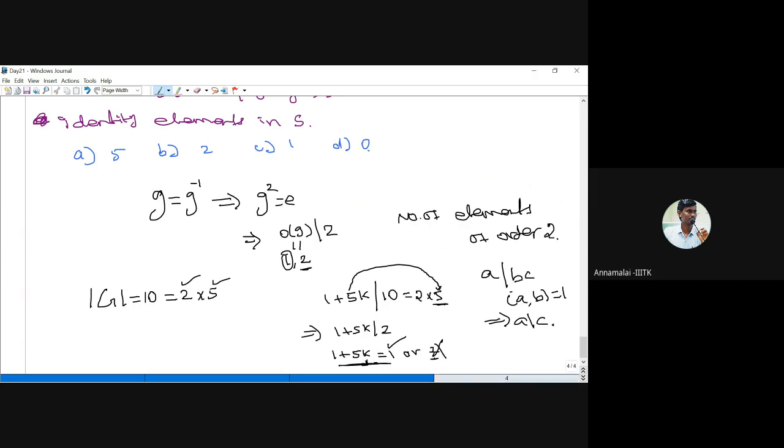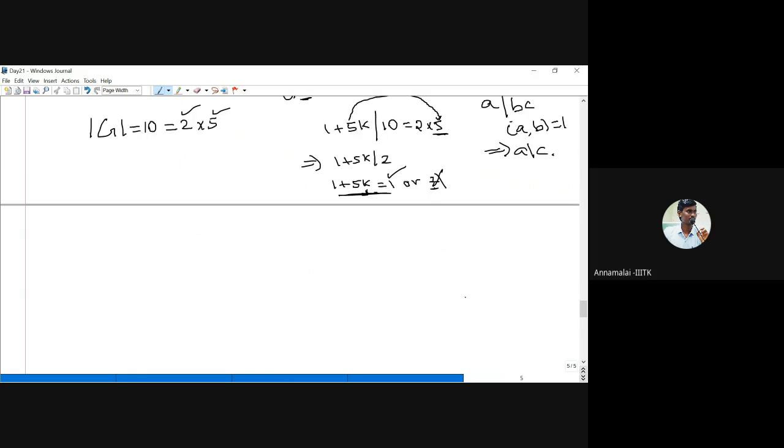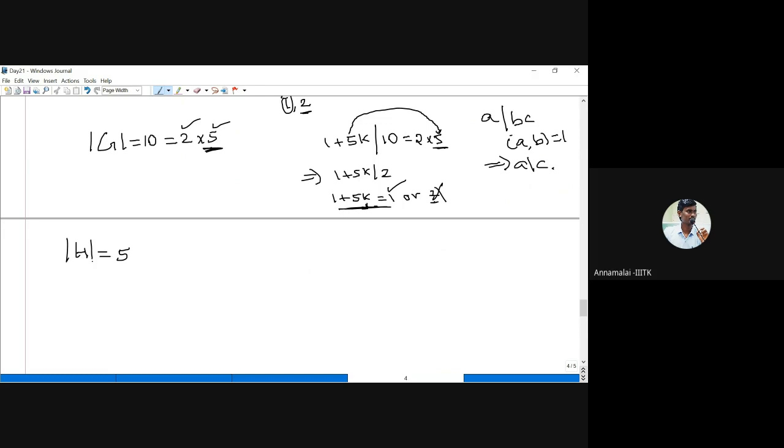Okay, now we found that the number of 5-Sylow subgroups is 1. So we call that subgroup H. And then what is the order of that one? H is the only 5-Sylow subgroup, and the order should be the maximum power of 5 dividing the group order. The maximum power of 5 in the group is 1. Therefore, just 5. So this H contains 5 elements. But the group contains 10 elements. Now we found that 5 elements are in H, therefore the remaining 5 elements are there.